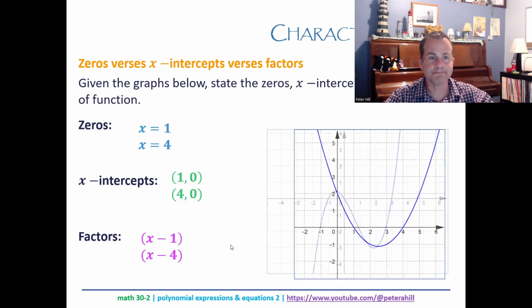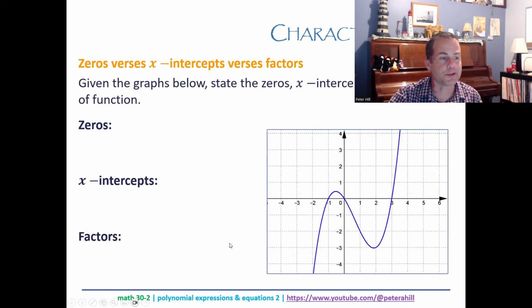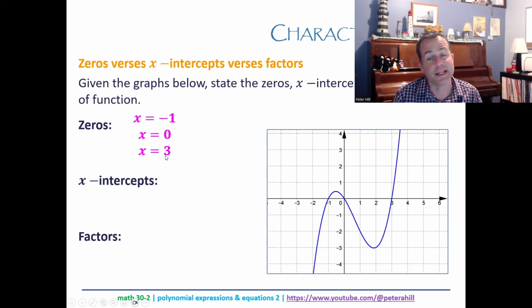Okay, awesome. Let's try this one. So now I've got 3 of them. I'm going to hit at -1, at 0, and at 3. So I've got 3 different zeros, x equals -1, x equals 0, and x equals 3. I have 3 x-intercepts. It's the same number, except I have to write them as a coordinate pair now. So I'll have bracket -1 comma 0 bracket. Don't forget the brackets, okay? For x equals 0, that's actually the point 0 comma 0. And then 3 comma 0 for the x equals 3.